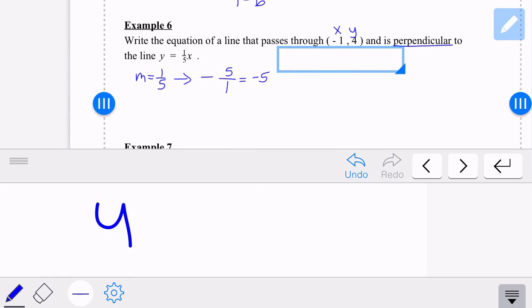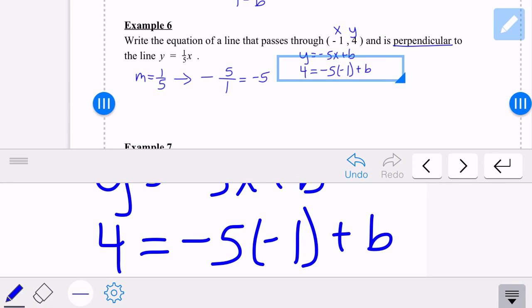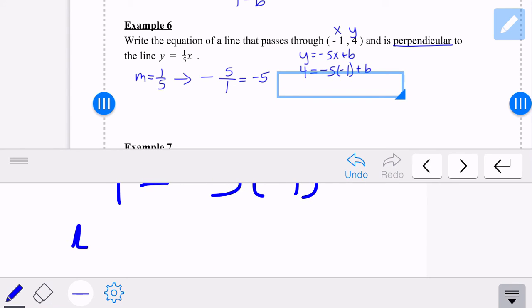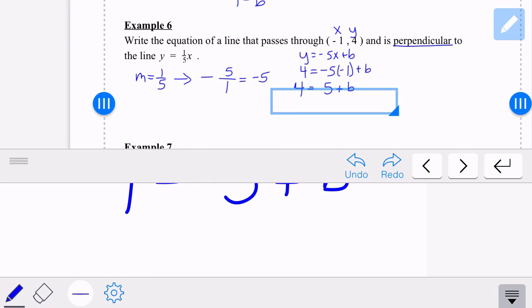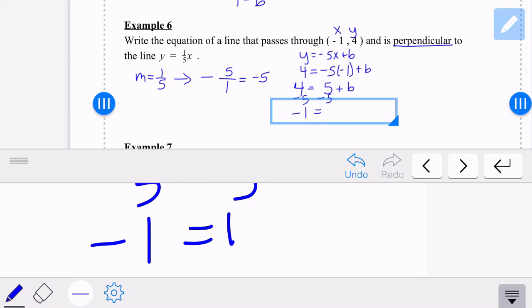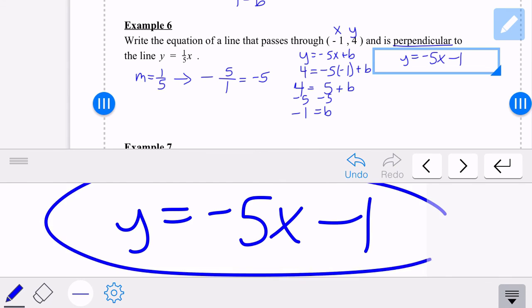So we've got y equals negative 5x plus b. And now we need to put in our point for x and y. So 4 is going to be equal to negative 5 times negative 1 plus b. So 4 is equal to negative times negative is going to go back to a positive 5 plus b. So then we need to solve for b. So we need to subtract 5 from both sides. So we will get negative 1 equals b. Then we can write our final equation. So we would have y equals negative 5x and then minus 1.